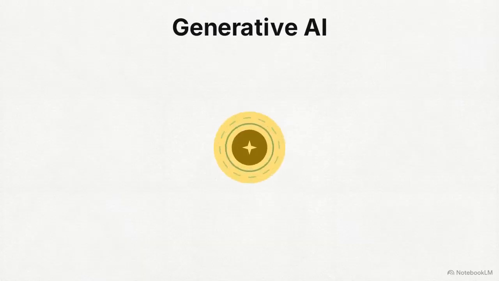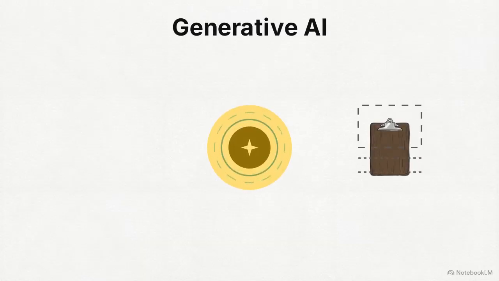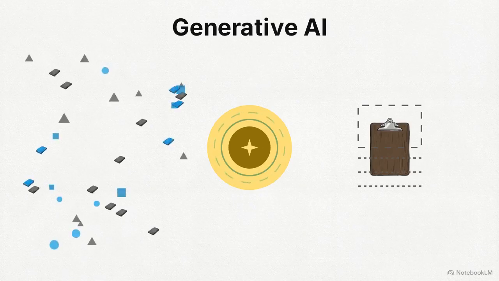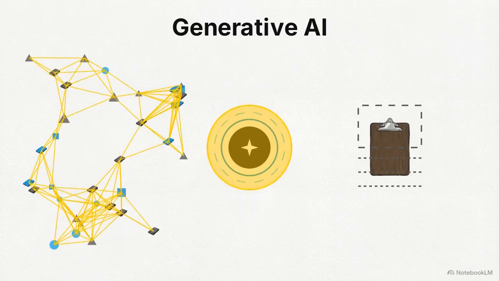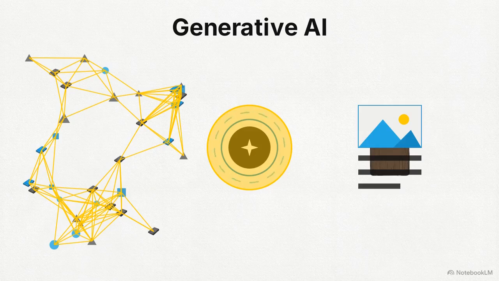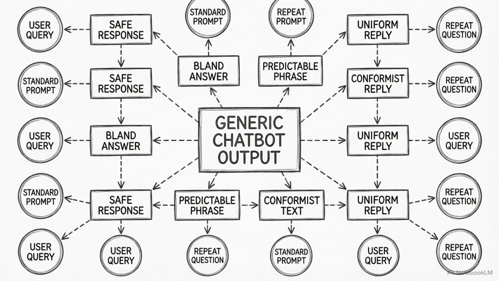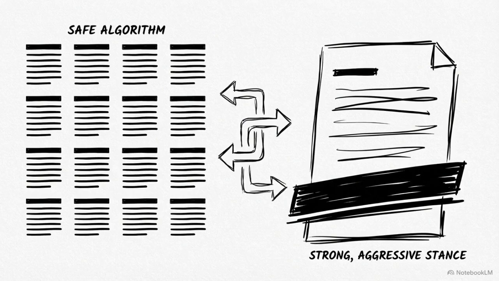Generative AI is a category of artificial intelligence that creates new content, such as text or images, by identifying patterns in existing data. Algorithms are programmed to be pleasing to the user, so they often strip away the friction required for a good debate, leaving you with a safe, convoluted compromise instead of a sharp stance.